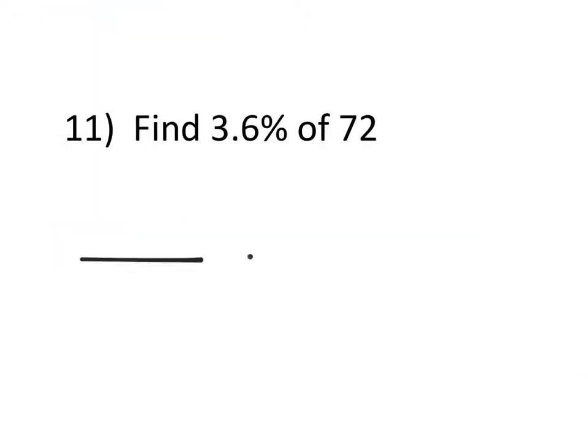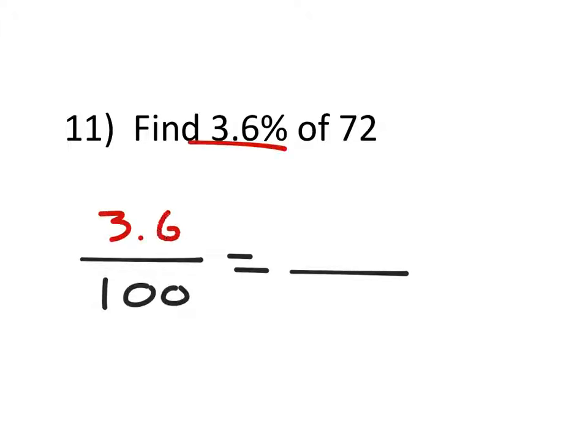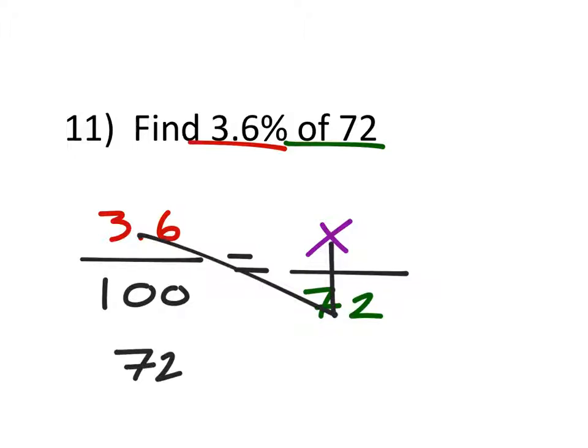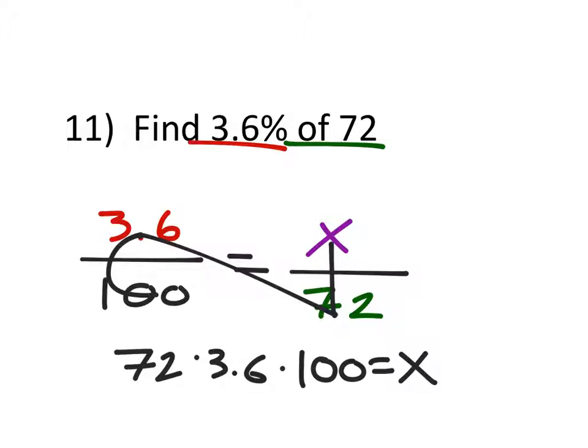All right, so we'll set up our proportion. It's out of 100. They gave us a percent, 3.6. And it's of the 72, so that'll be our denominator. And we don't know what that part value is. So we'll set this up, 72 times the 3.6 times 100 should equal our unknown, the part. Wouldn't it be divided by 100? Oh, dang it. One of those days. Thank you. But yes, it is definitely divide.